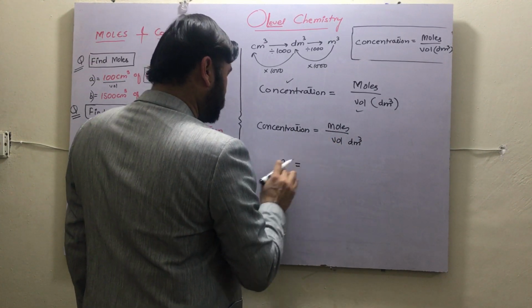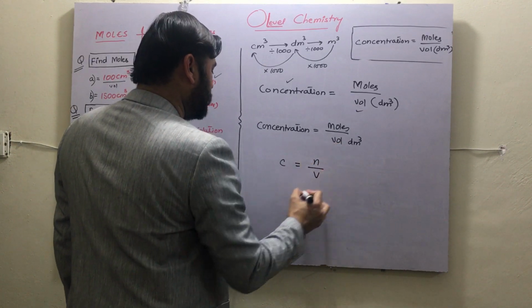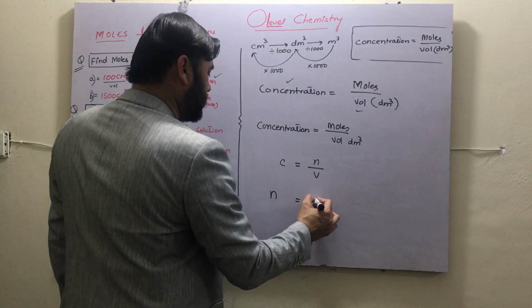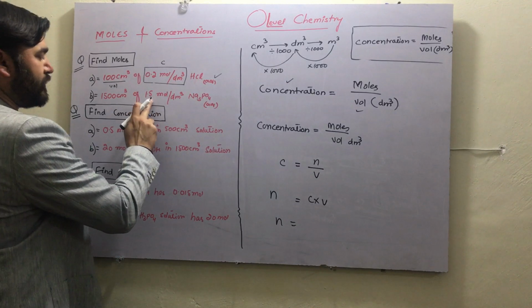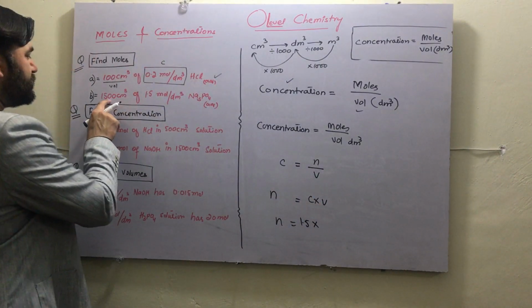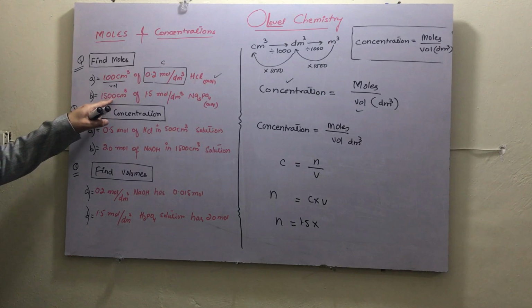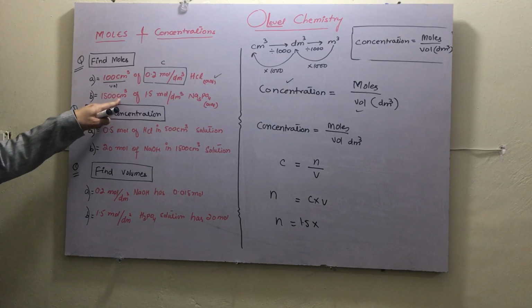Concentration is represented by C, mole is represented by N, and this is volume. You need to find N. So C multiplied by V, and C is given. C is 1.5 multiplied by volume. Volume is 1500 centimeter cube. So you will divide it by 1000, so the answer will be in decimeter cube.